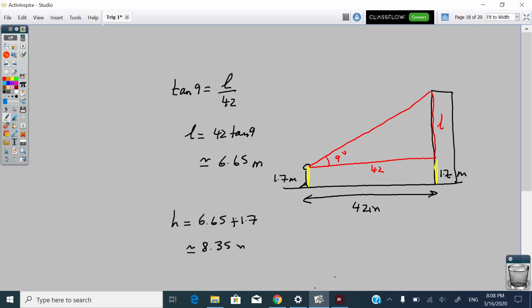But the height of the building needs to be calculated by adding the length that we calculated to the height of the man, which is the 1.7. So that gives you 8.35 meters as the height of the building.